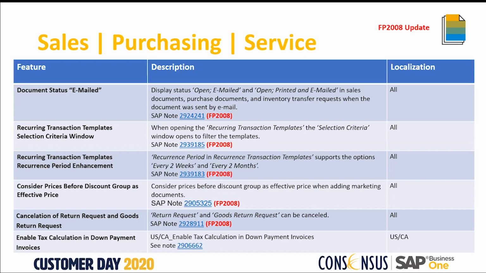Let's see what else is kind of interesting here. Yeah, the last one: enable tax calculation in down payment. This is actually a big one for us in the US, where if you do a down payment on an order or without an order, it doesn't matter, you can calculate tax where before you couldn't. So now you can calculate tax. It's going to show up in the tax reports, it's going to be deducted from the final invoice, and the whole cycle is supported now.